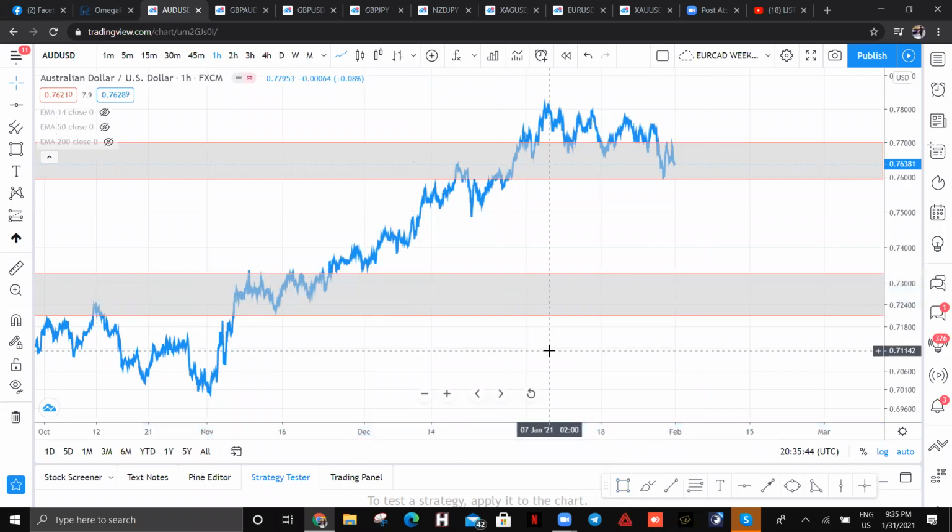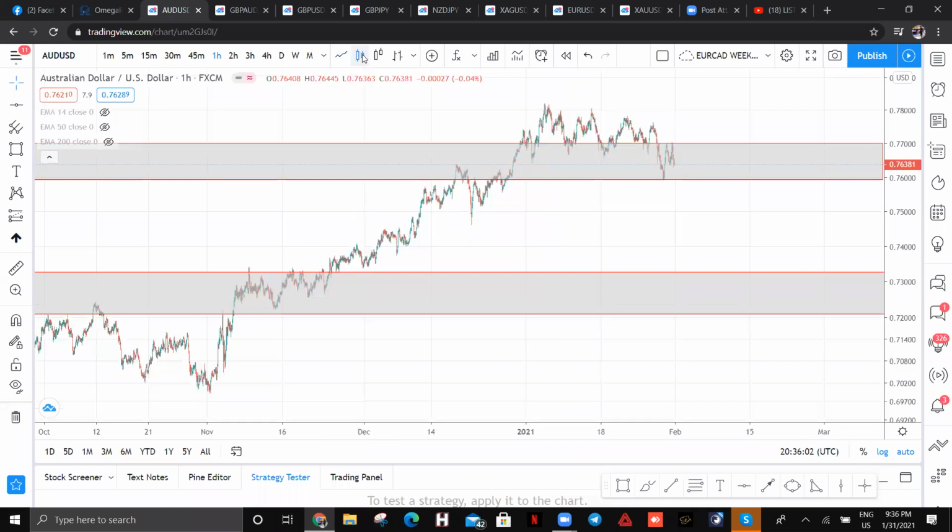Now, what is your entry and exit strategy? That's what you're going to think about. How do you enter and how do you exit? The simple thing is, before you can enter anything, you have to change it back to candlestick. Before you can take your entry using this strategy, you have to wait for price to break out of any of your zones.